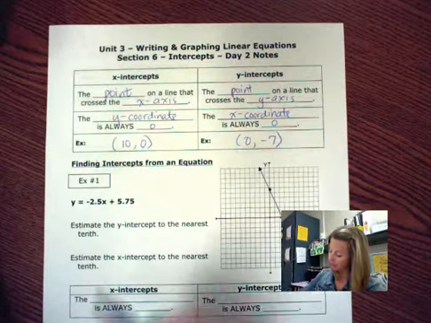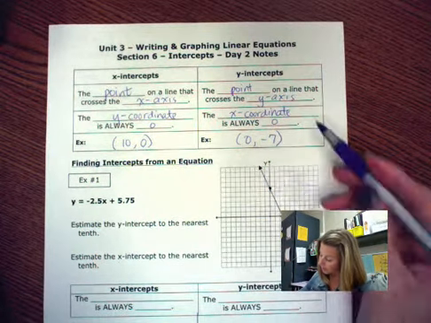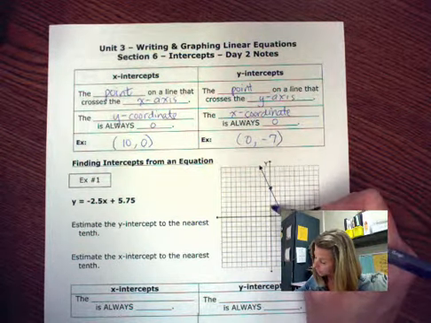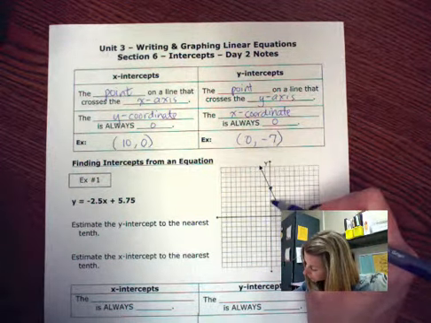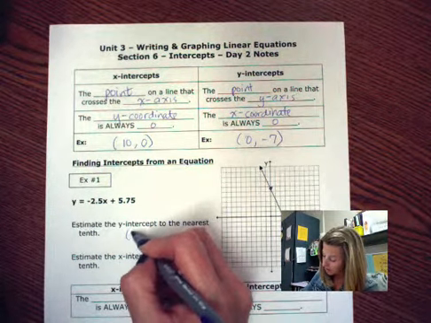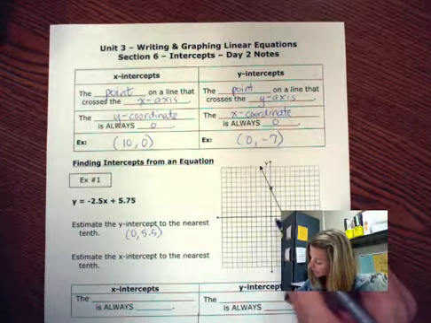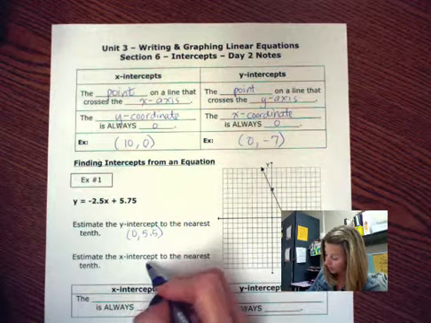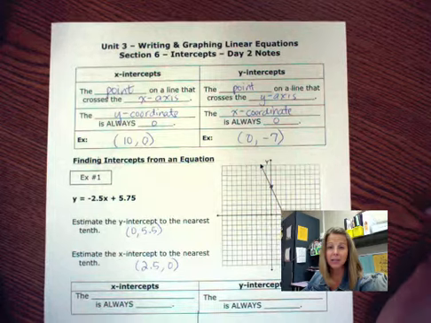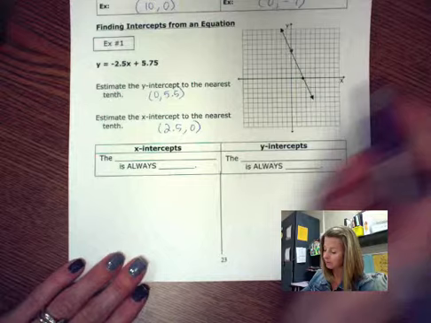So in example 1, we want to do some estimating and then we'll accurately calculate it. When I look at the graph, my estimated y-intercept is about 5.5, so I'm going to call that (0, 5.5). And my estimated x might be 2.5, so (2.5, 0). But we can accurately calculate that. So what we're going to spend our time on today is plugging those zeros in.